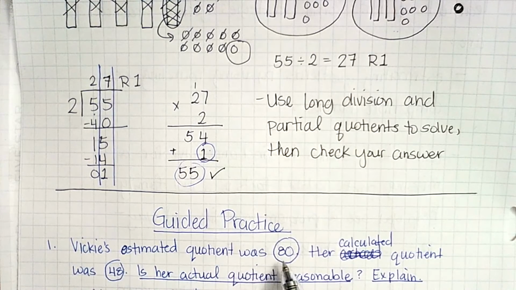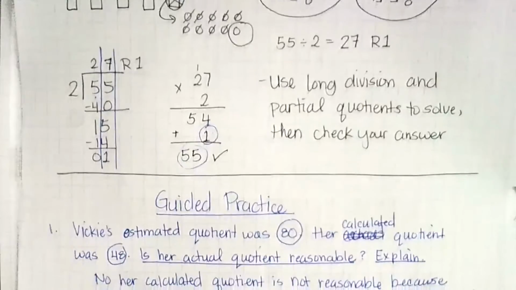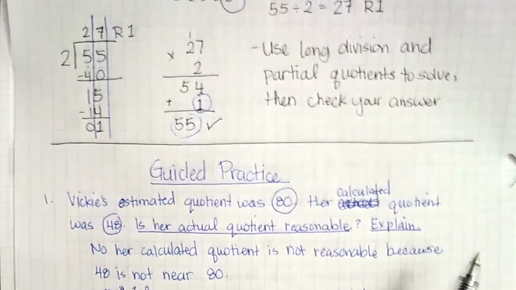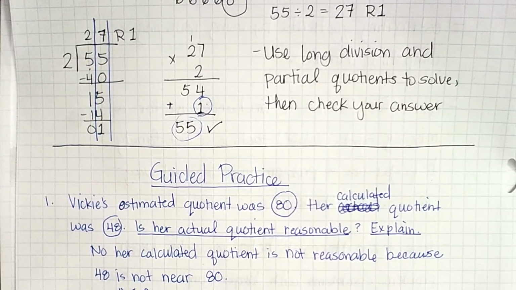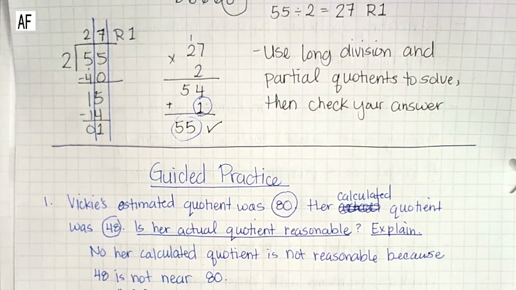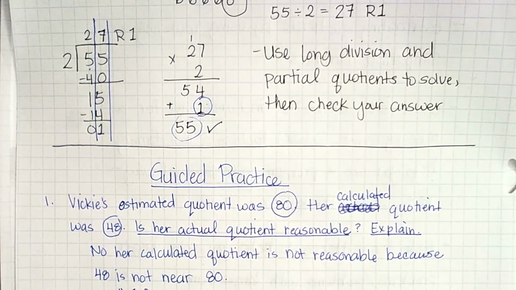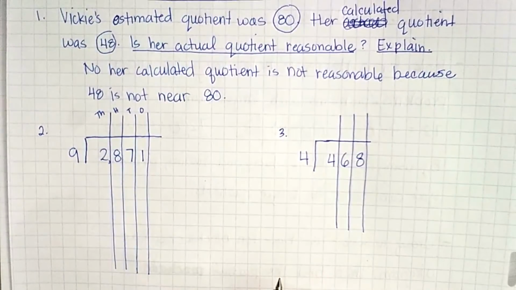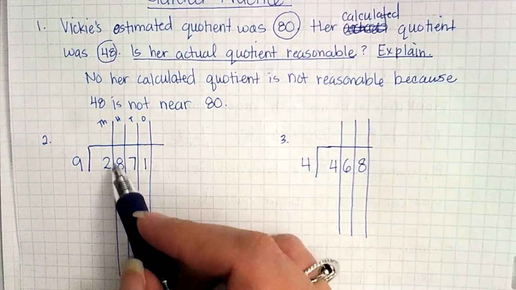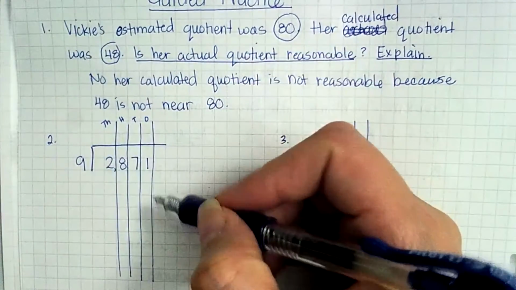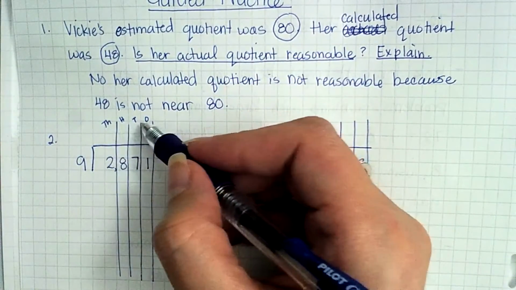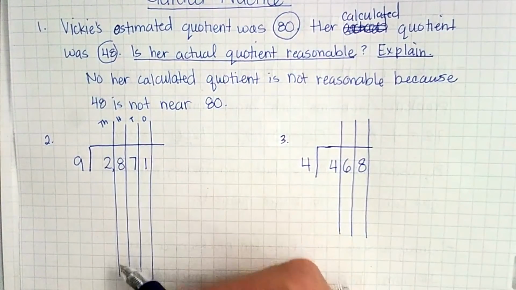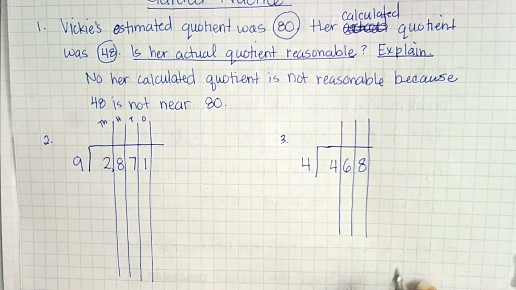So if she estimated 80 and the answer she got was 48, her answer is not reasonable. Because remember, in order for something to be reasonable, it has to be close to the estimate that you came up with. So she needs to go back and rework that problem, whatever problem she was solving. Now for numbers 2 and 3, we're going to be working on division. Now, because we're using larger numbers, I split them and I drew my lines to separate my place value, my thousands place, hundreds place, tens and ones. So that way, when I'm solving and I'm writing my numbers underneath, it's easier for me to keep track.